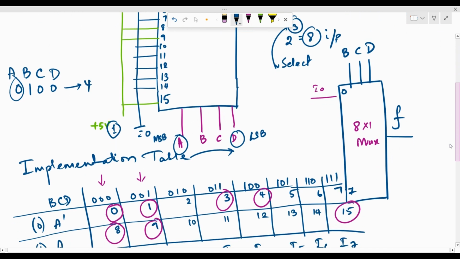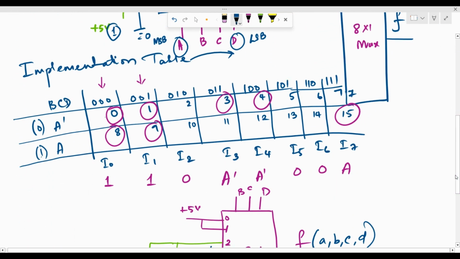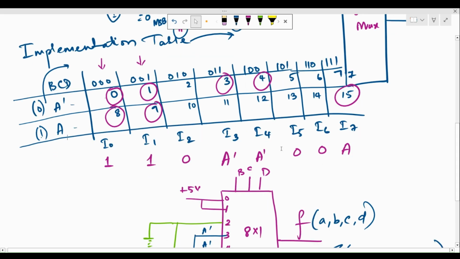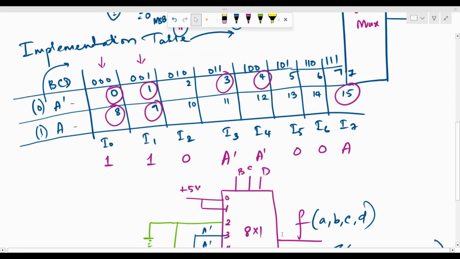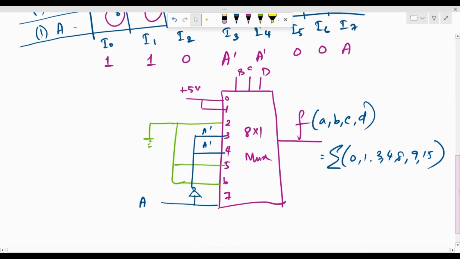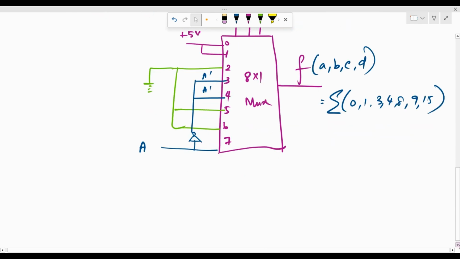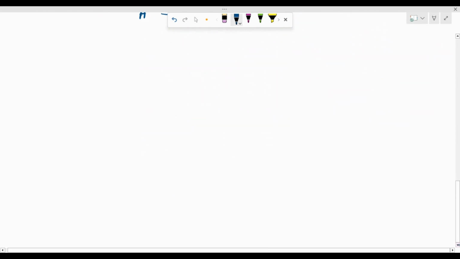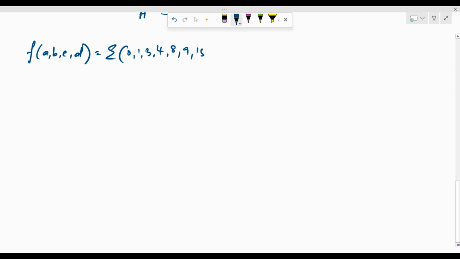And the second case is where I use only 3 out of the 4 inputs A, B, C, D as select lines, and one of them will be involved in the implementation of the inputs. Now, say instead of B, C, D being the select lines, if I randomly choose, say, A, B, D as my select lines, then how would my multiplexer look and how should I connect it? So let's write out the function first. We have F of A, B, C, D as summation of 0, 1, 3, 4, 8, 9, and 15.